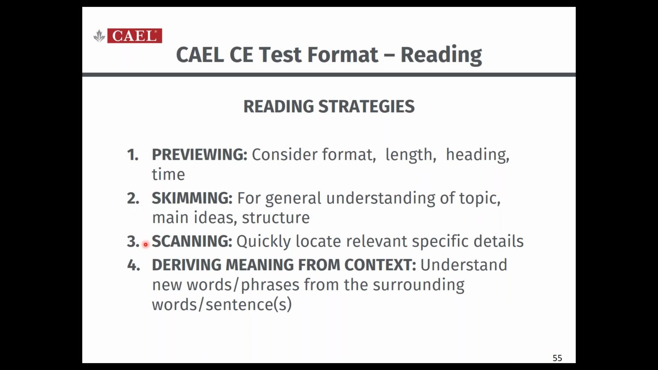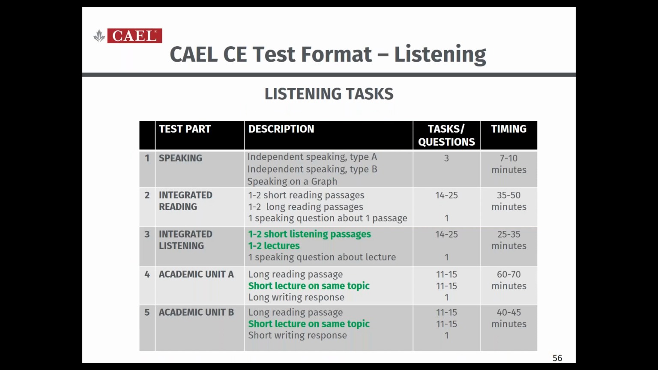Next, you're going to start looking at those questions and scan, then go back to the text and scan a certain area to try to find the information you need. And then finally, deriving meaning from context, which means if you encounter a word or a phrase that you're not familiar with and you feel like you really need to understand it to answer a question, look at the sentence it's in and see if you can make sense of it.